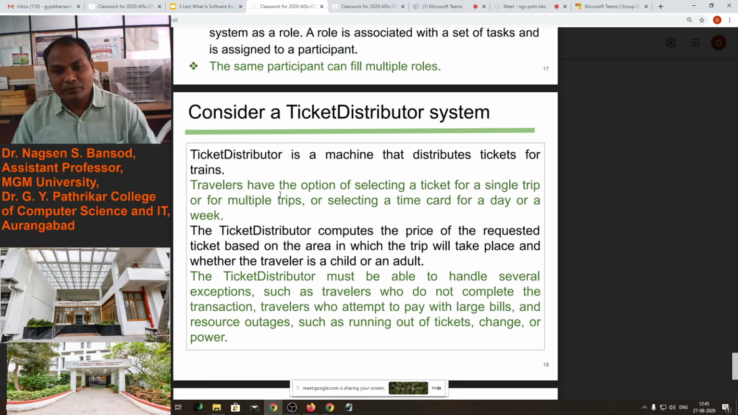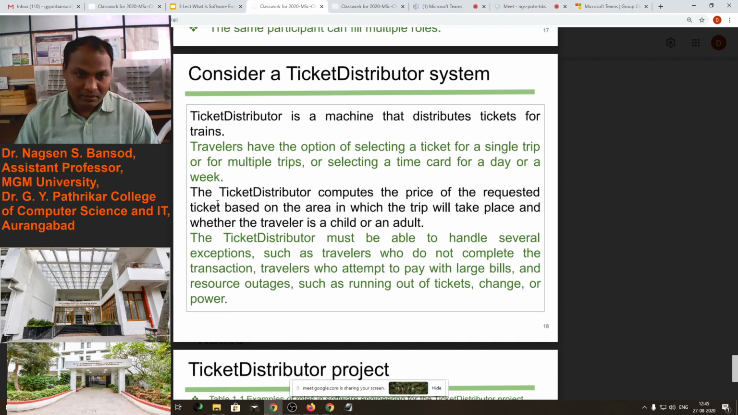Why? Because if you go to the railway station, there may be a very long lane to take tickets. So why would you stand again in the queue for taking tickets? Instead of that, you can take a two-way ticket. If you are doing a daily up and down, you can take a weekly ticket. Such a type of machine is there.